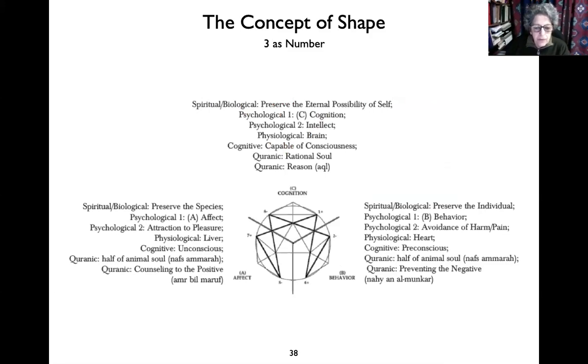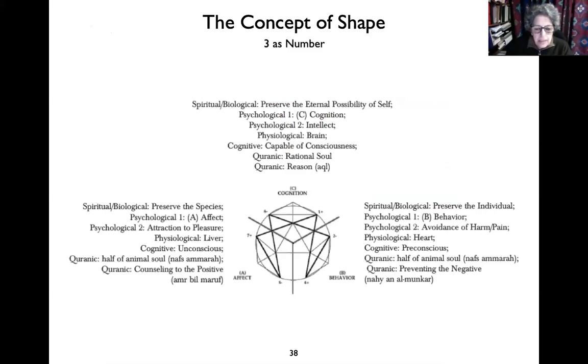We talked about the many levels of how you can discuss the same thing. So whether we talk about the letter C in English, cognition, at the spiritual biological level, it's to preserve the eternal possibility of self, because the idea is for our cognition or our reason to discipline our passions, which are down here in our nafs ammare. By doing that, we have a possibility for eternal being, for the resurrection and the day of judgment, to have our souls at least live forever.